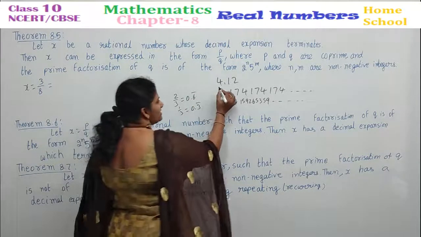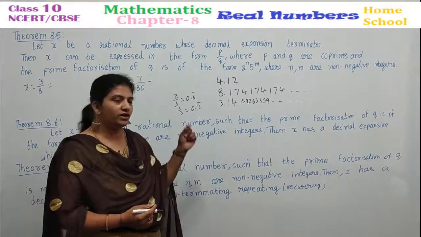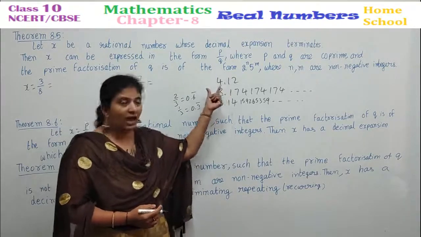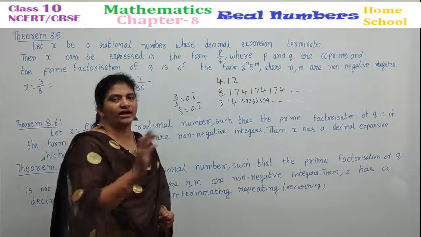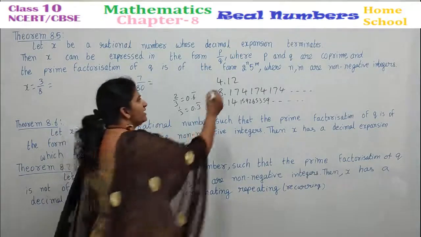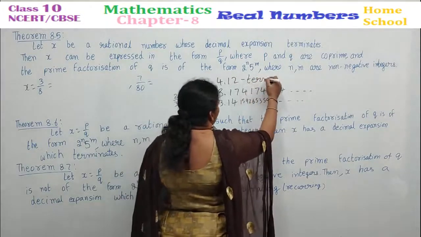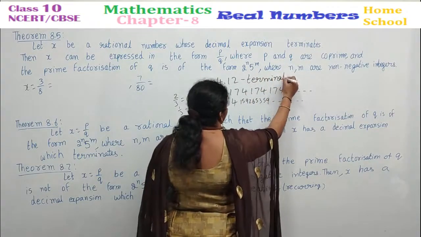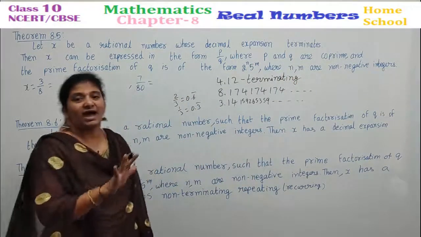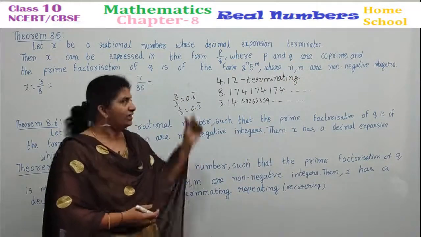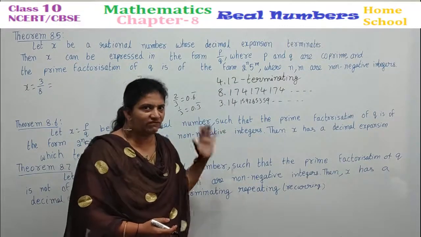So your answer is 4.12. 4.12 means what? It is a decimal and there is an end for the decimal. 4.12 stopped means there is no extra numbers here. It is a terminating decimal expansion. Terminating means stopping. There is an end. Right? Your answer is this much only. It is a terminating decimal expansion we say.